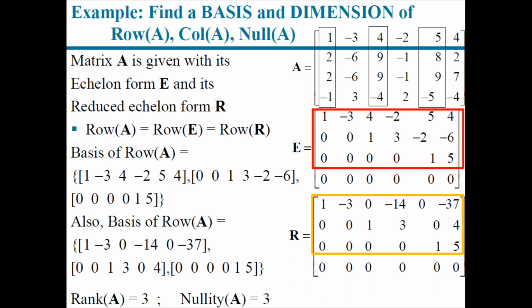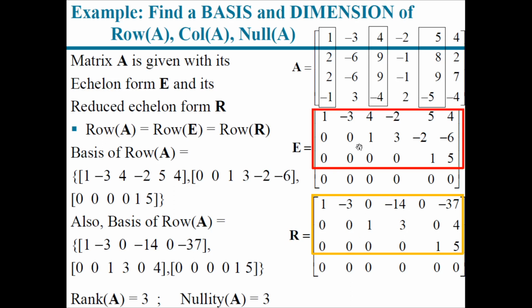Another example. In this case, again, rectangular matrix. 4 rows, and how many columns? 6 columns. Wow. I need basis for row space, column space, null space. Go. Rank and nullity. I have echelon form and reduced echelon form.